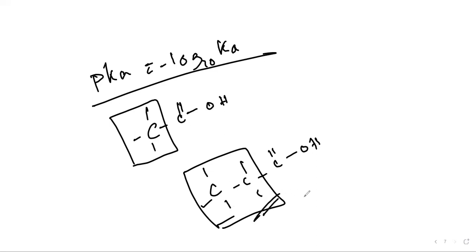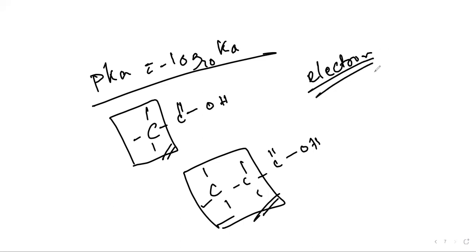So the larger the number of alkyl groups, the more they have the tendency to donate electrons. The alkyl group has a tendency to donate electrons. So alkyl groups are actually known as what? Electron donating groups.